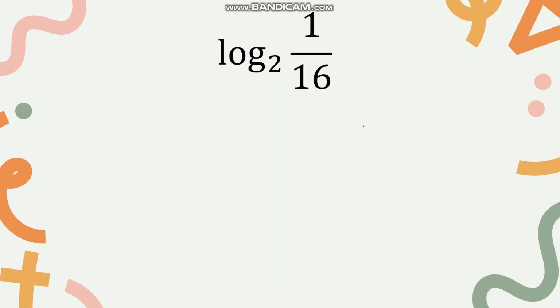Another example, logarithm of 1 over 16 base 2. As you can see now, the argument that we have is a fraction. So let's write here logarithm of 1 over 16 base 2 equals x. We are again identifying the value of x. We can write this as 2 raised to x equals 1 over 16. Now we have to identify the value of x, or the number to which we should raise 2 in order for us to get 1 over 16.